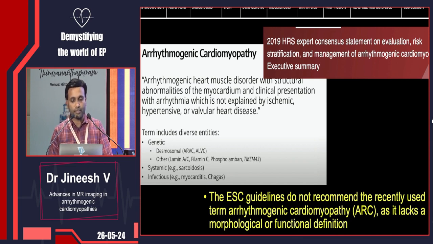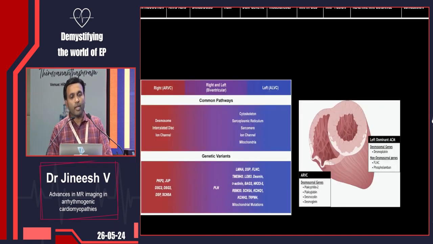Everyone knows this is the HRS consensus about arrhythmogenic cardiomyopathy, which has included sarcoidosis, myocarditis, and Chagas, which I will not go into detail. But there's an issue with this, and the latest ESC guidelines don't recommend the term arrhythmogenic cardiomyopathy because it lacks a structural or a functional definition. So the first heading I'll go through is arrhythmogenic cardiomyopathy, the ARVC and ALVC spectrum.